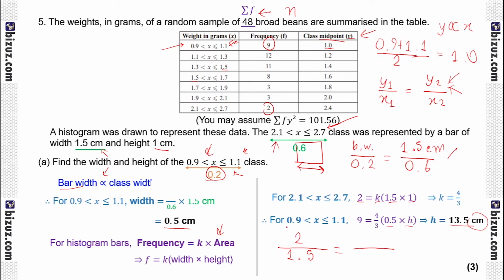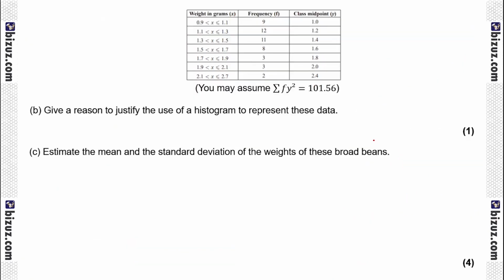For this class, the frequency is 9, as we found, 9 divided by the area. The area is what? 0.5. We have the width, we don't have the height, that's the unknown. So 0.5 into h, that's the area, and from here we can easily find h. So that's another way to do that. You should do what you're more comfortable or convenient with. So let's move on to the next part.